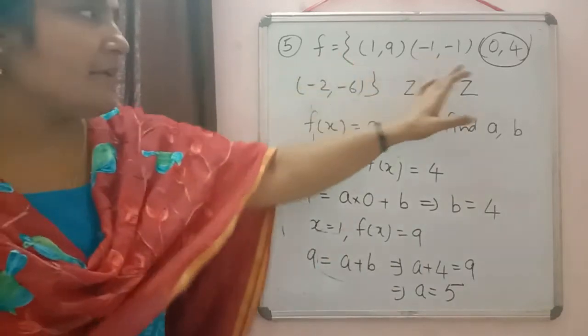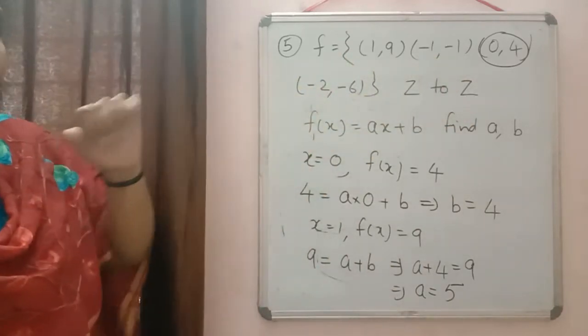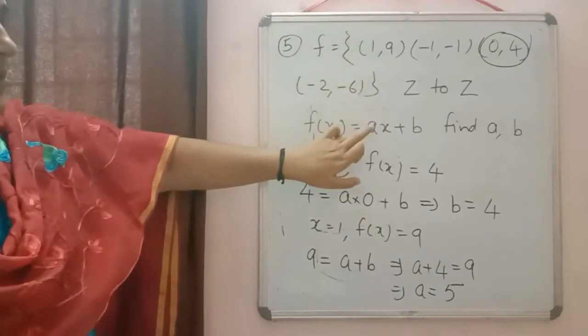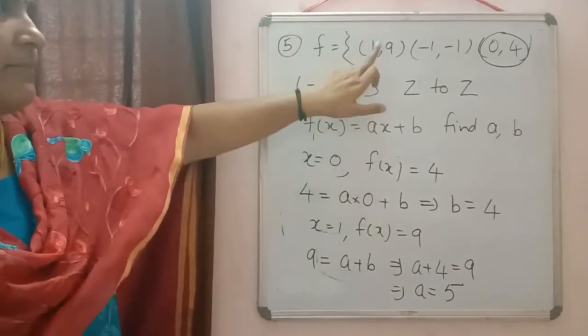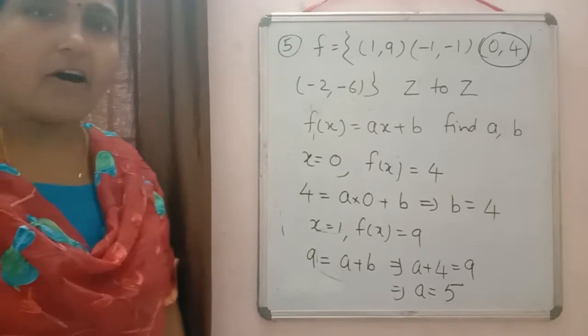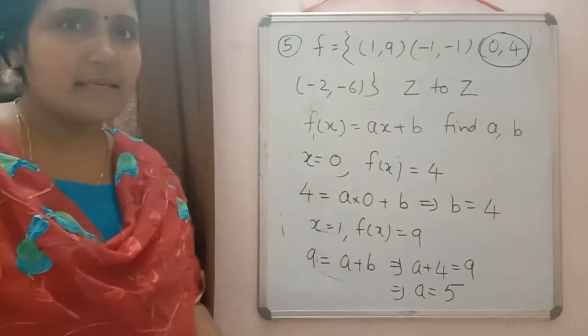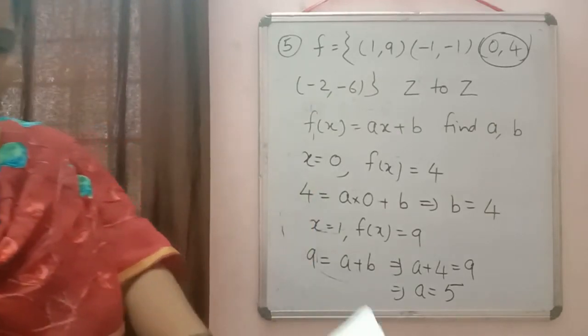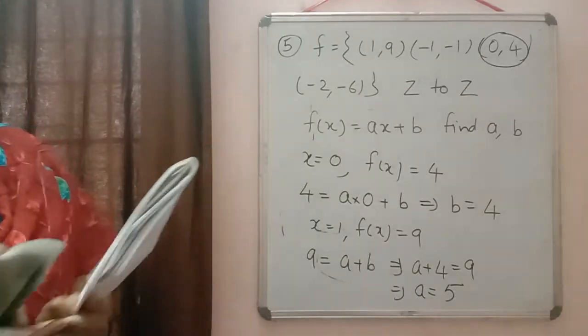So whenever it is given in this way and the function is f, the first element is the value of x and the second element is the value of f(x). So I hope this method is clear to you. Okay. So now we will do the next question. Write down question number 6.